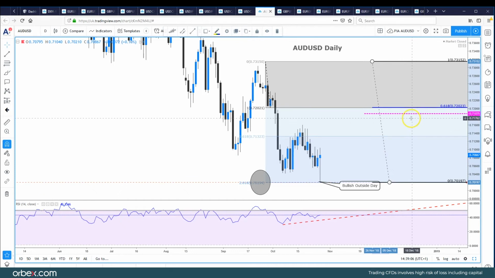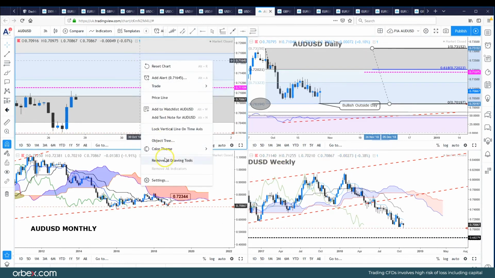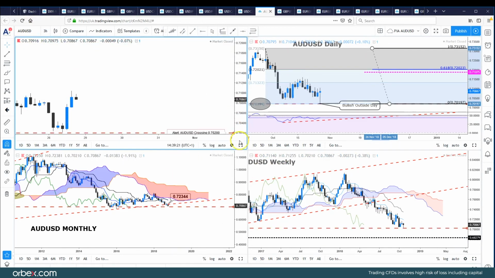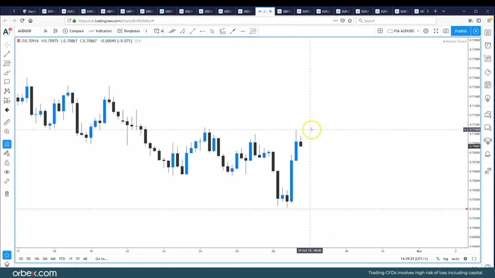Bespoke resistance 71.87, we've got a 61.8% pullback level, 72.02. So focusing on this area this week. What I will say is, let's just remove all drawing tools on there, and if we go to a shorter time frame, I think the scope for buying on dips, only because we've got some bespoke resistance coming in at 71.04.